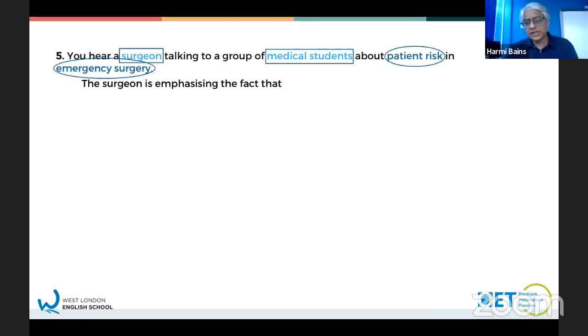This time you didn't have a direct question. You can see it's not a WH question, like what, who, or where, or how. It's a sentence completion. This time you've got half a sentence and you've got to complete it with the answer options. But it's really important to understand this, because here it's saying the surgeon is emphasizing, and that's what they want to know. What is the surgeon emphasizing? So that's what you're listening out for.